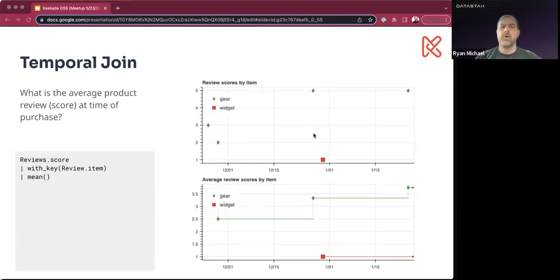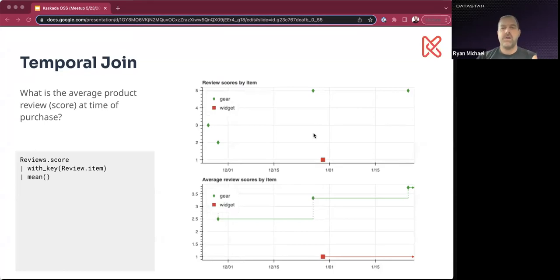And so what I want to run through now is a quick example of how you can work with multiple entities, we call them, simultaneously. So we'll begin by starting with reviews. We've got a bunch of people who have reviewed products. And what we're going to do is change how those values are associated to entities. Instead of having each review be associated with the user, we're going to say, use the review's item as the key for this aggregation.